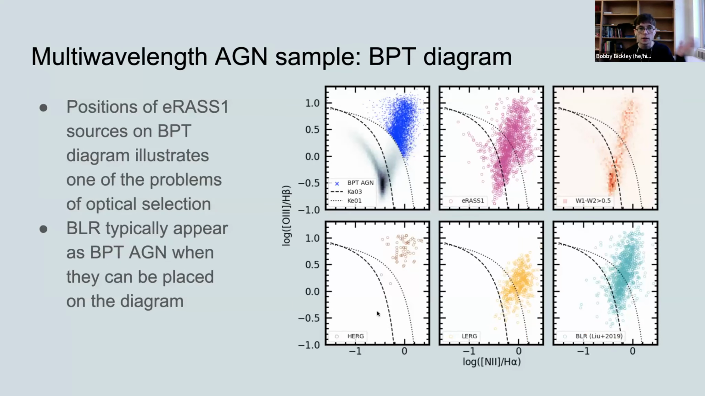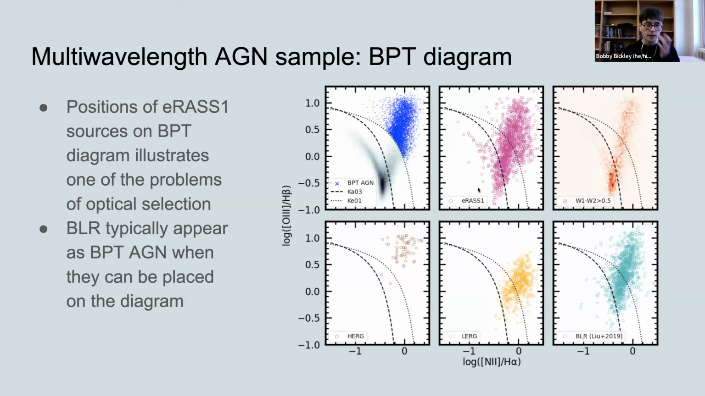We can also plot all of these various classes on the BPT diagram, which a couple of other studies have done. What I will point out here is that our BPT AGN are taken from the Kewley 2001 criterion region of the BPT diagram. So these are really certain AGN. We're pretty sure that these are not starburst galaxies, for example. But the positions of these are just by definition, because we use this diagram to select them.